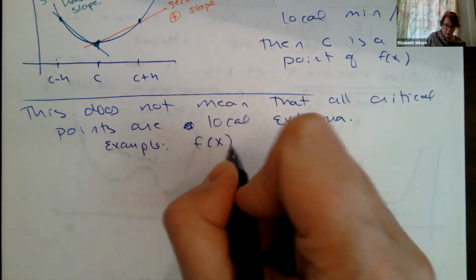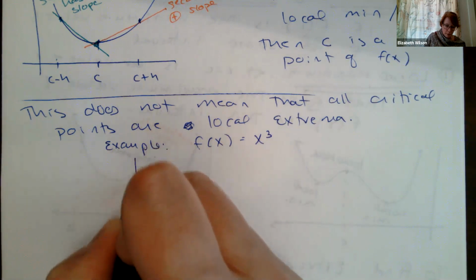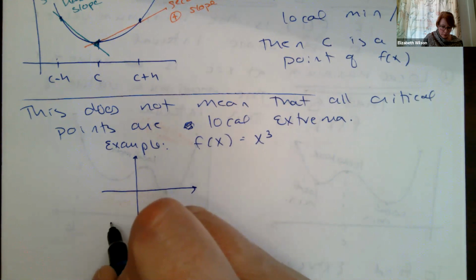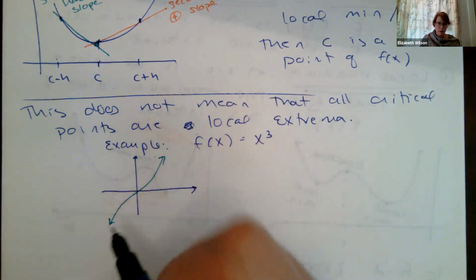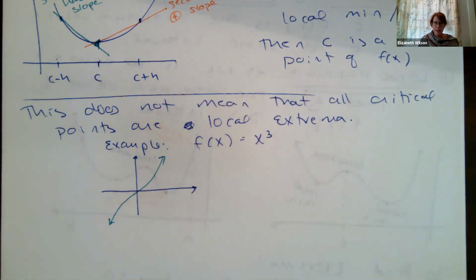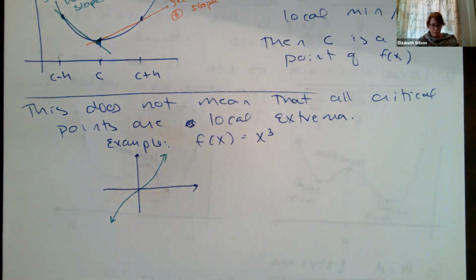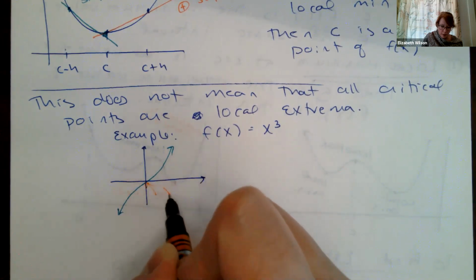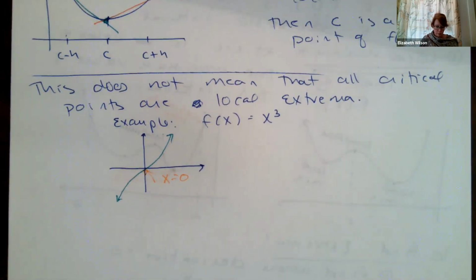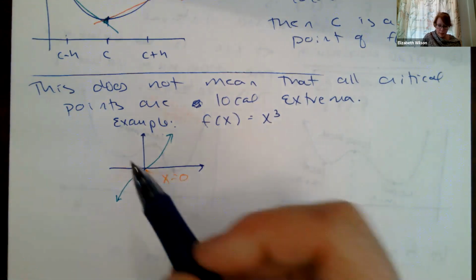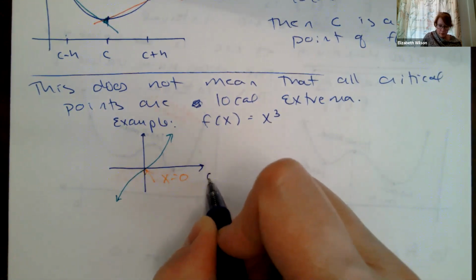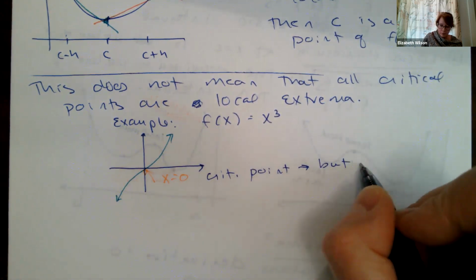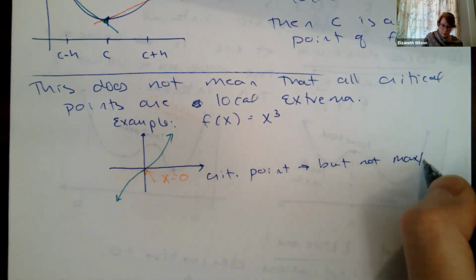my function f of x equals x cubed, right? So let's take a look. I'm going to plot it. My x cubed function goes like this, it's always increasing. When I take this derivative and then set the derivative equal to 0 and solve for x, I find x equals 0. It looks like it's going to be a critical point, right? Something's happening there. If x equals 0 is a critical point, but not a max or a min.